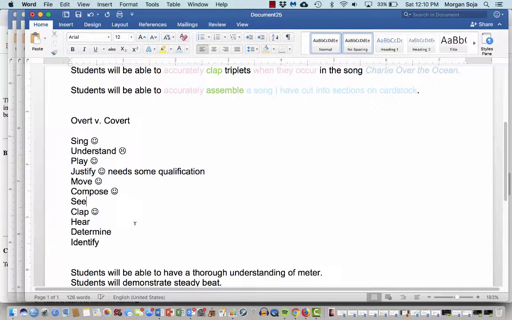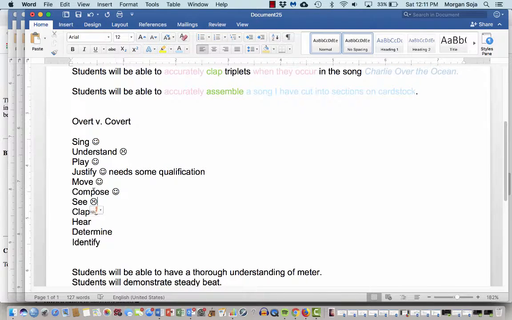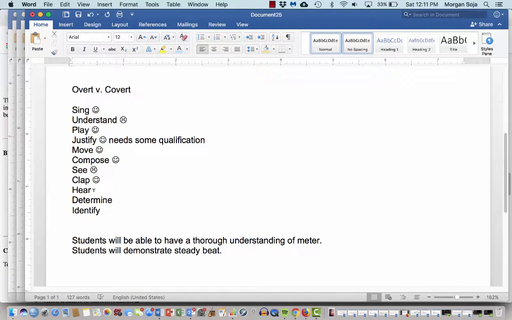How about see? Students will be able to see rhythms written on the board. Okay, well, how do you know that they're doing that? How will you know that they see the correct rhythm? What will a student do to tell you that they've seen the correct or the incorrect one? That's kind of a covert verb. That's not one that we can observe a student doing.